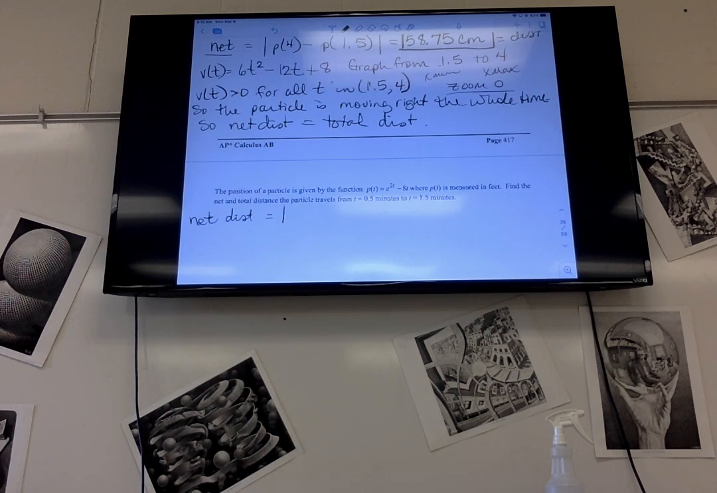What did you guys get for net? 9.367. Yes. Feet. Yes, very good. It really doesn't matter the order because it's always absolute value. I know, but it's better to have positive. Yeah, I agree. So P of 1.5 minus P of 0.5 equals 9.367 feet. And I just put y1 as P of t. Now to do total distance, what are we going to have to find?